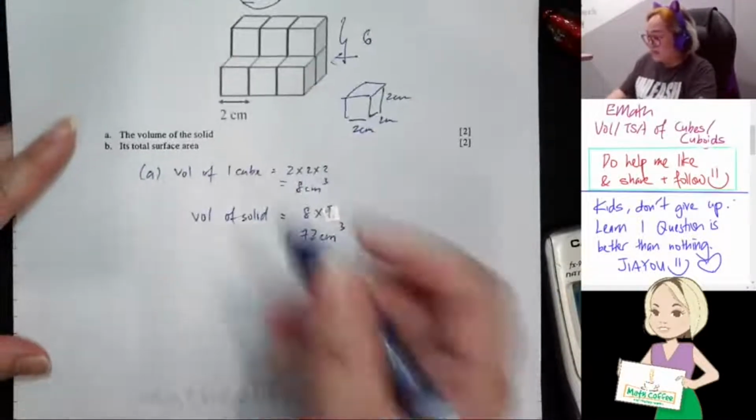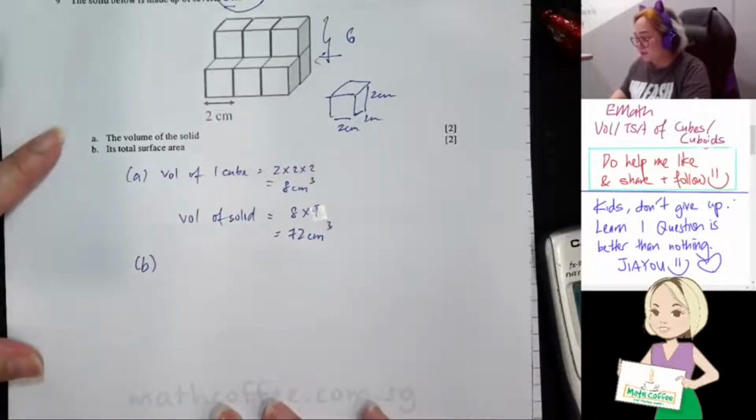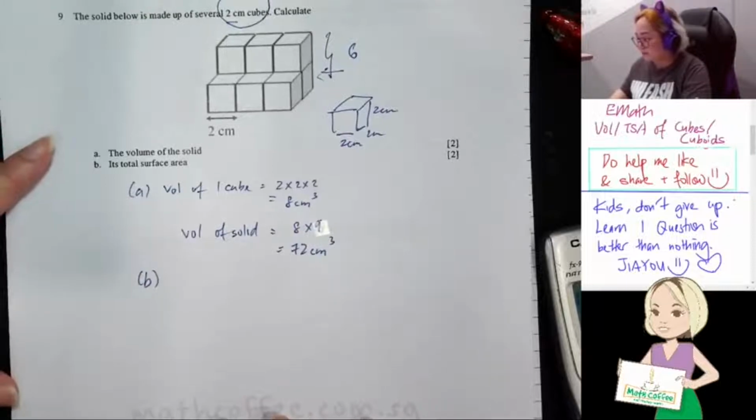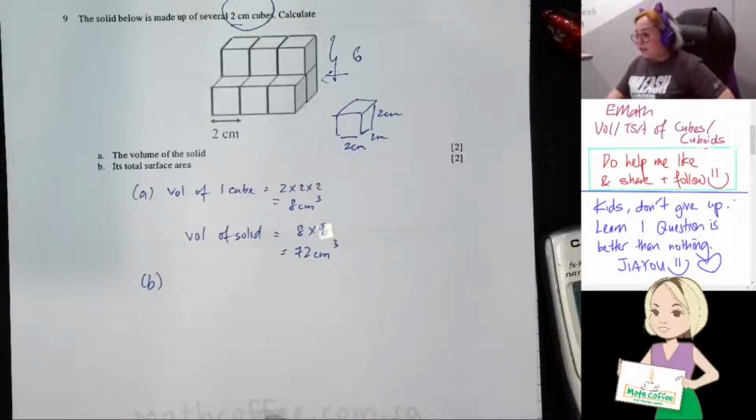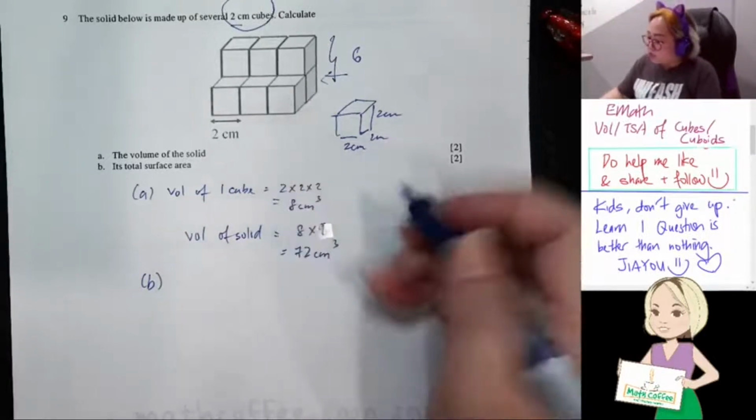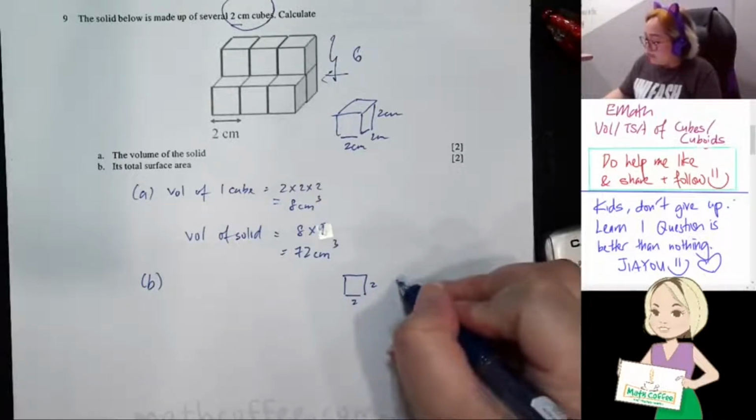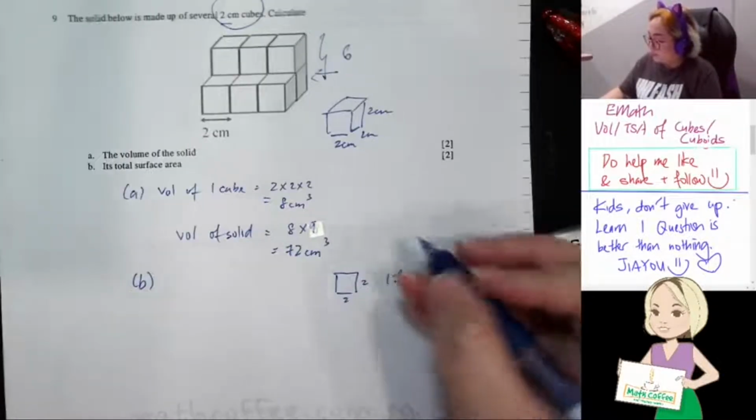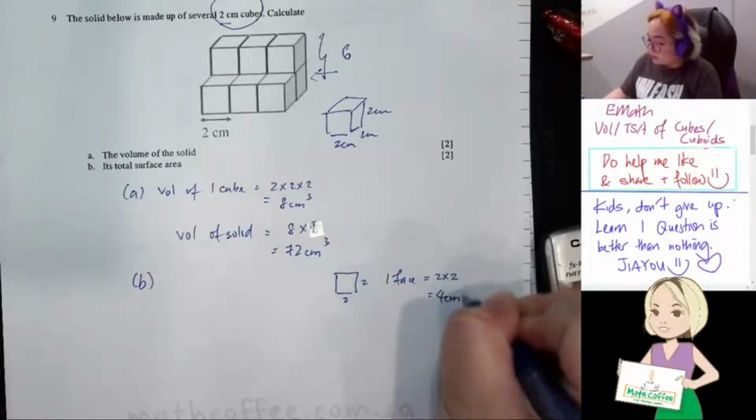Okay, let's do part B, the total surface area. Oh, this is tough. Okay, this total surface area will be tough. So in this case, you will have to find one face. So our one face is 2 by 2, so one face will be 2 times 2, which will give us 4 cm squared.